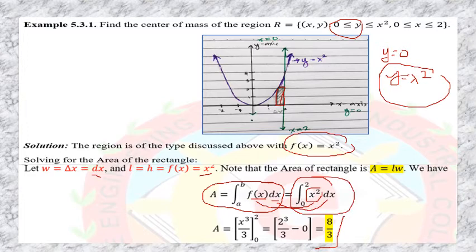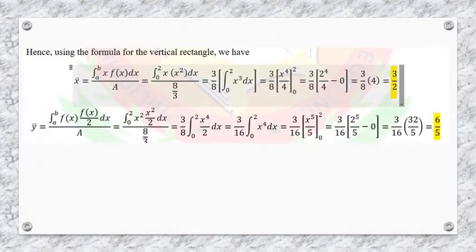And then, after that, kailangan natin hanapin yung center of mass kasi yun naman yung pinapahanap dito. Okay, take note. First, ipag-solve nyo na yung area of the rectangle before nyo ipag-solve sa center of mass. Okay, hence, using the formula for the vertical rectangle, ang formula ng vertical rectangle for x bar is, di ba, ito siya. So, integral of x f of x dx over A, evaluated from a to b. So, replace a by 0 and then replace b by 2.